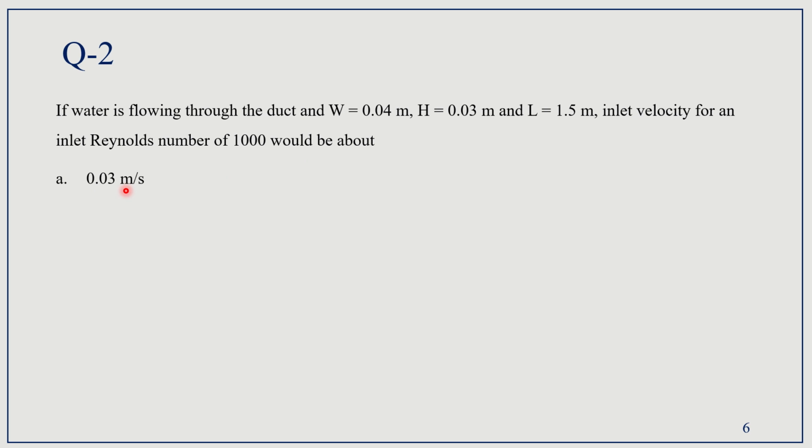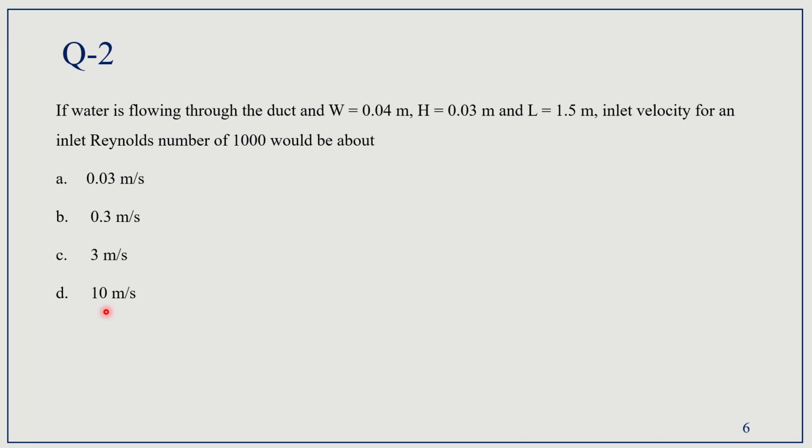Option A is 0.03 meter per second. Option B is 0.3 meter per second. Option C is 3 meter per second. Option D is 10 meter per second. So how should we solve this particular problem? We need to use the Reynolds number formula, that is Re is equal to rho V D by mu.